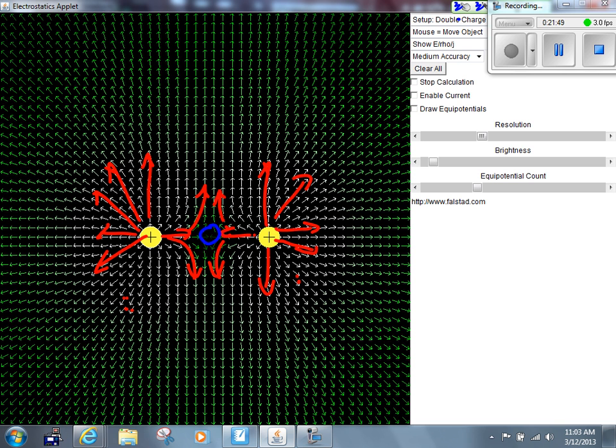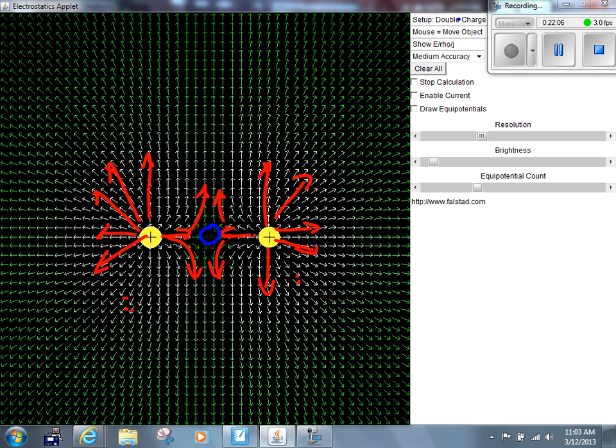It's being forced toward or away from the first charge. It's being forced away from the second charge. The net force is 0. The net force is 0 because the net field is 0 halfway in between them. They effectively cancel out.